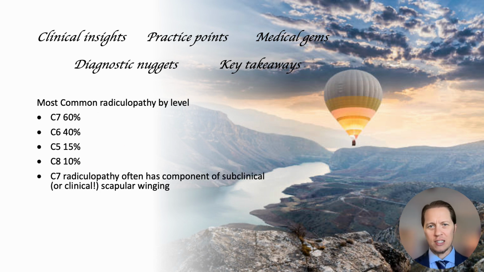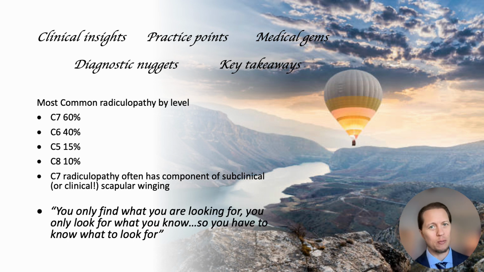But the interesting thing is C7 radiculopathy often has subclinical scapular winging, or sometimes it's clinical, but you're just not looking for it and it flies under the radar. They're having all this burning pain shooting down their arm. You're just focusing on the radic and you don't realize they're having winging with that radiculopathy, which is kind of neat. Which brings up this great quote that someone told me years ago in my career, and it's just so inspiring, right? You only find what you're looking for. You only look for what you know. So you got to know what to look for.